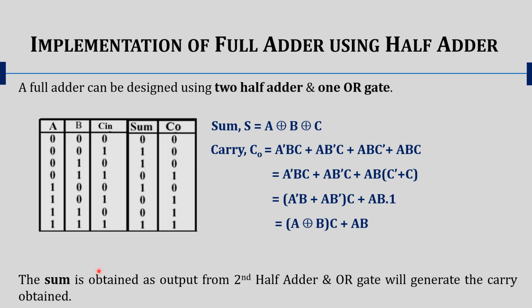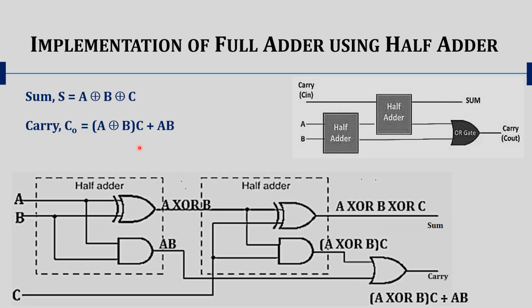So the sum is obtained as the output from the second half adder, and the OR gate will generate the carry out. Now let's look into the logic diagram of this full adder implemented using half adders. As we said, the sum is equal to A exclusive or B exclusive or C. So the sum is generated from the output of the XOR gate of the second half adder.